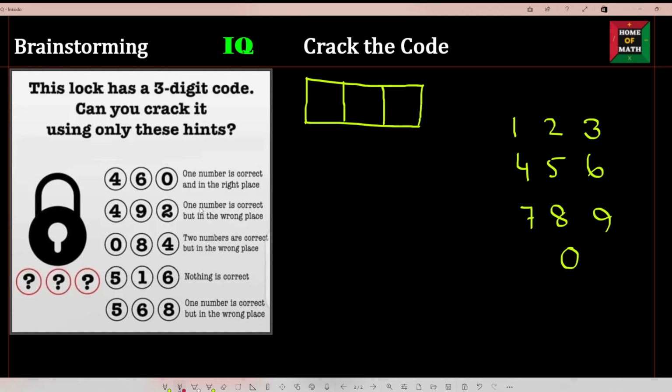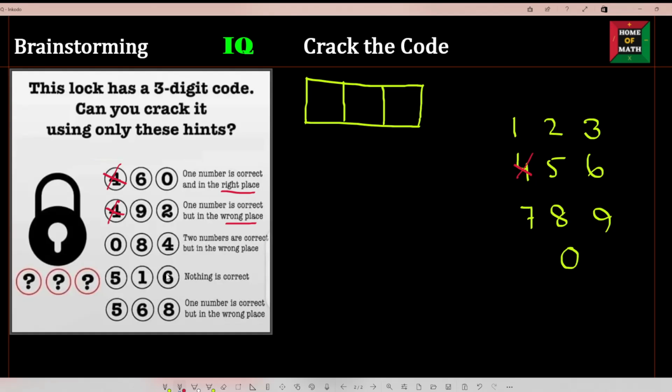So from these 2 hints we understand we cannot use 4, because the first hint says 1 number is correct and in the right place, and the second hint says 1 number is correct but in the wrong place. So this 4 is in the same position in both hints, so it is not possible, because 1 place is right and 1 place is wrong. So first we can take out number 4.